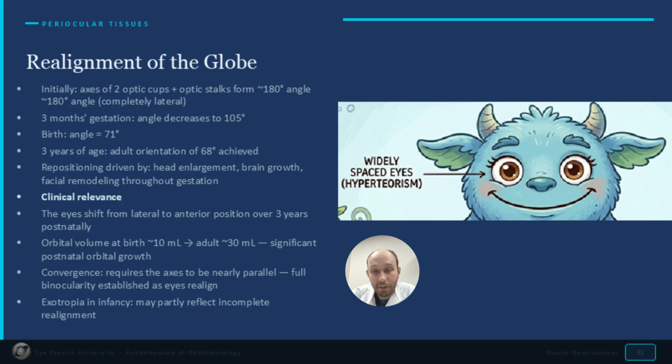Now, the repositioning is driven by head enlargement, brain growth, kind of pushing things in, and just overall facial remodeling. Now, what's interesting is that the orbital volume at birth is about 10 milliliters, and by adulthood, we reach about 30. So that is a significant change because the eye does not triple in size.